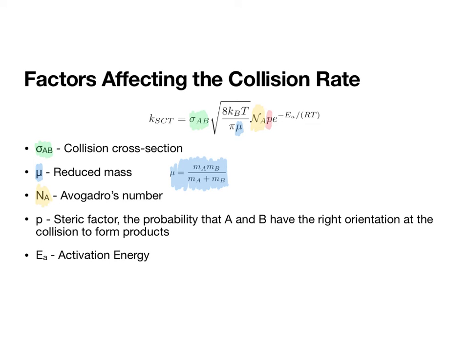P is the steric factor. This is what we were talking about in the last video: what is the likelihood that A and B can collide together with the correct orientation and that there's nothing in the way. And then the last piece is EA, the activation energy. So thinking about the energy needed to get over the barrier in order for the reaction to occur.